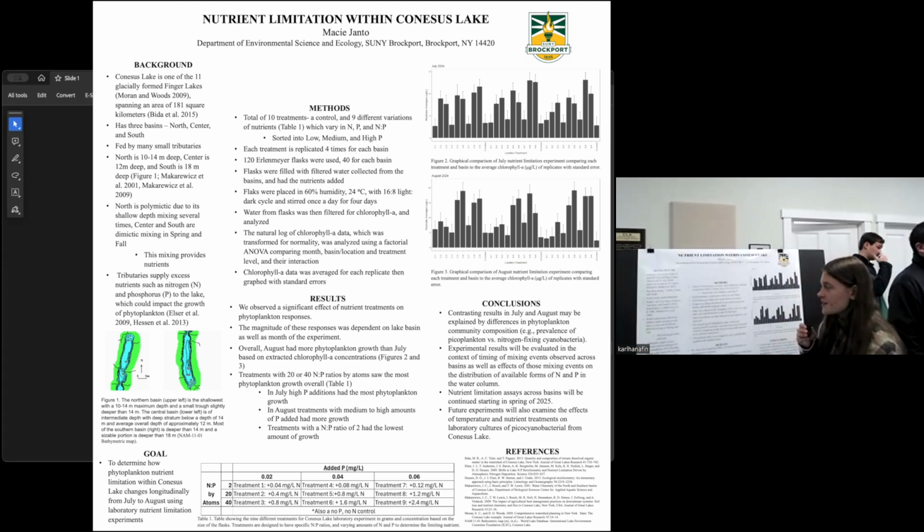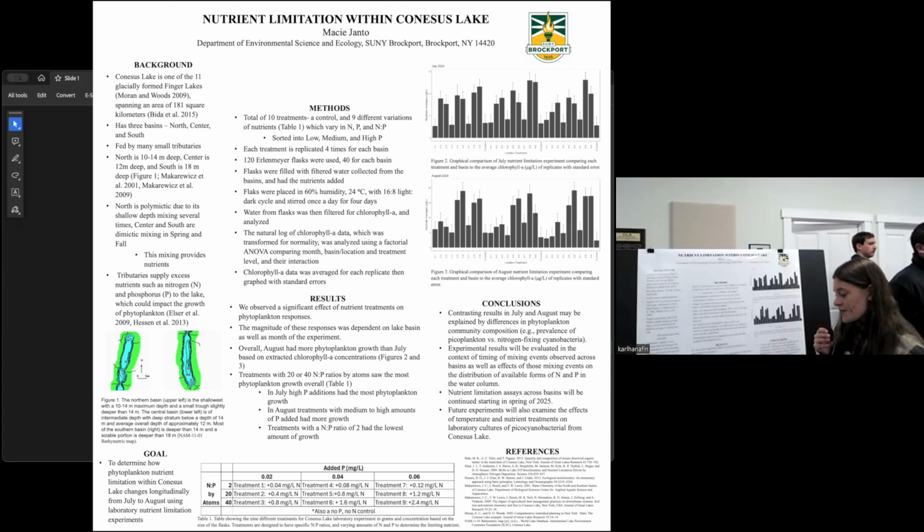For my methods, I did a laboratory experiment with 9 treatments. You can see that in the table at the bottom. Treatments 1, 2, and 3 have low P. Treatments 4, 5, 6 have medium P. And treatments 7, 8, 9 have high phosphorus. Treatments 1, 4, and 7 have an N to P ratio of 2. Treatments 2, 5, and 8 have an N to P ratio of 20. And treatments 3, 6, and 9 have an N to P ratio of 40.